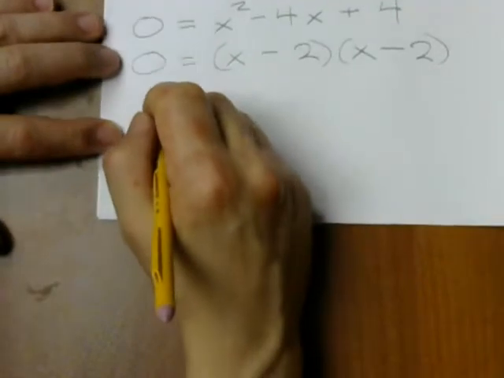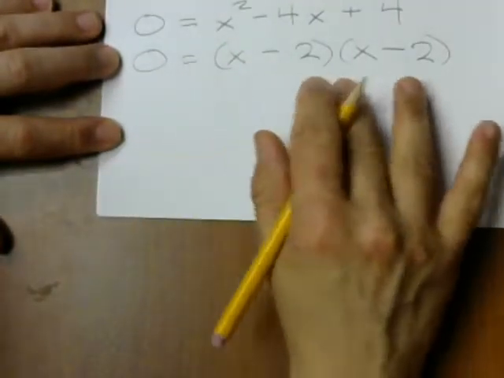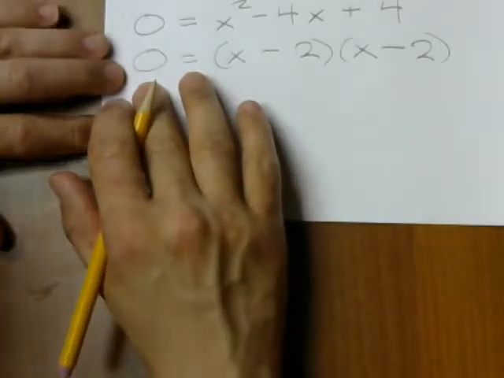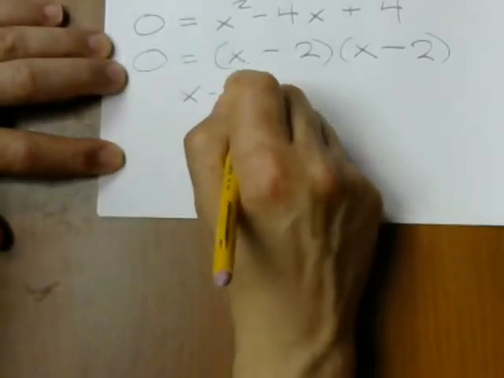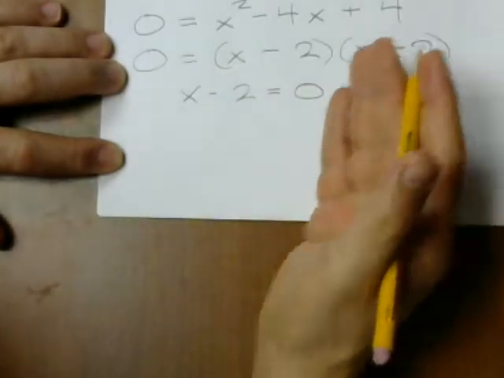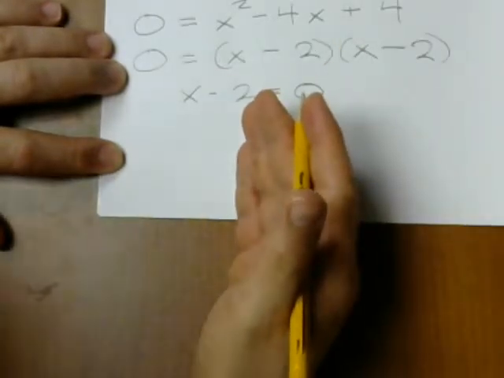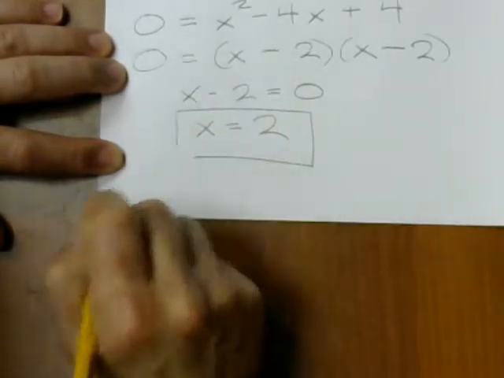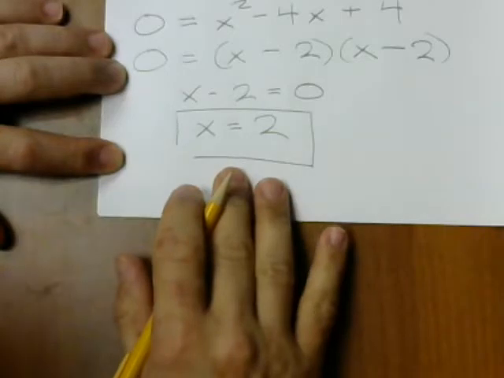So, what do I have here? I have a product equal to 0. And a product is equal to 0 when one of the pieces is 0. That means we know that either x minus 2 equals 0 or x minus 2 equals 0. Well, either way, x is going to be 2, and that is our only solution.